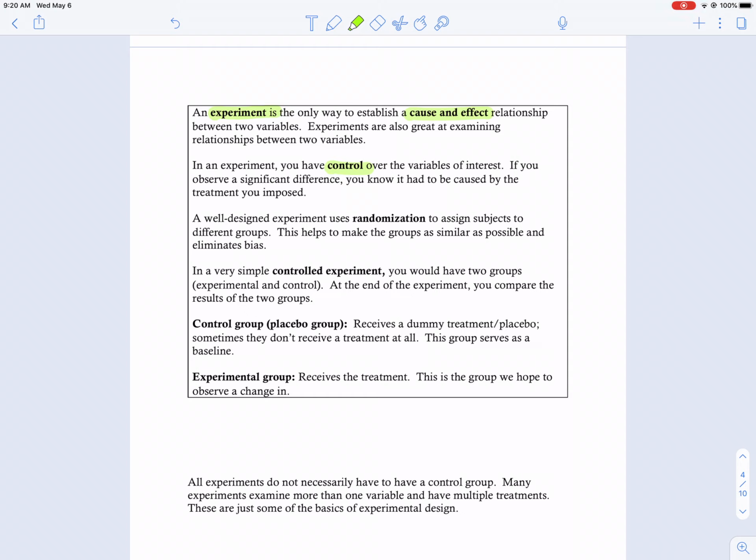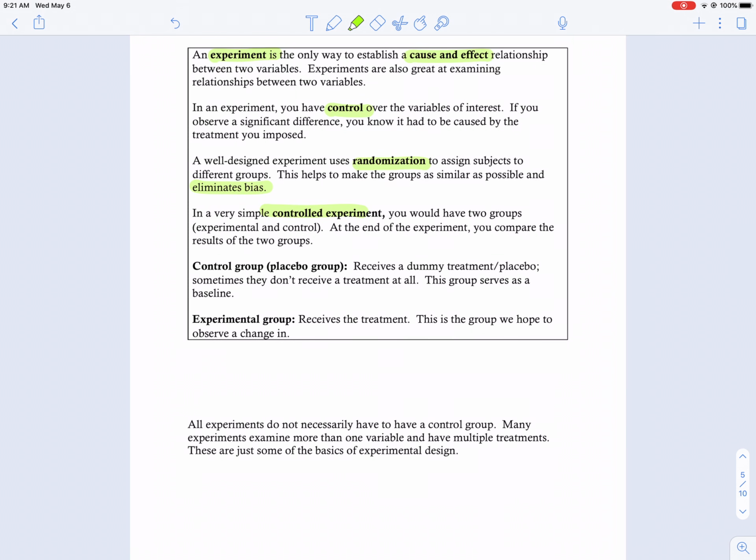A well-designed experiment uses randomization to assign subjects to different groups, and this also helps make groups as similar as possible and eliminate bias. So you do not want bias. Randomization eliminates bias when you randomly select. Again, you don't stand in front of Yankee Stadium and ask people their favorite team. Okay, that would be bias. It has to be more random. In a very simple controlled experiment, you would have 2 groups, and at the end of the experiment, you compare the results of the 2 groups.